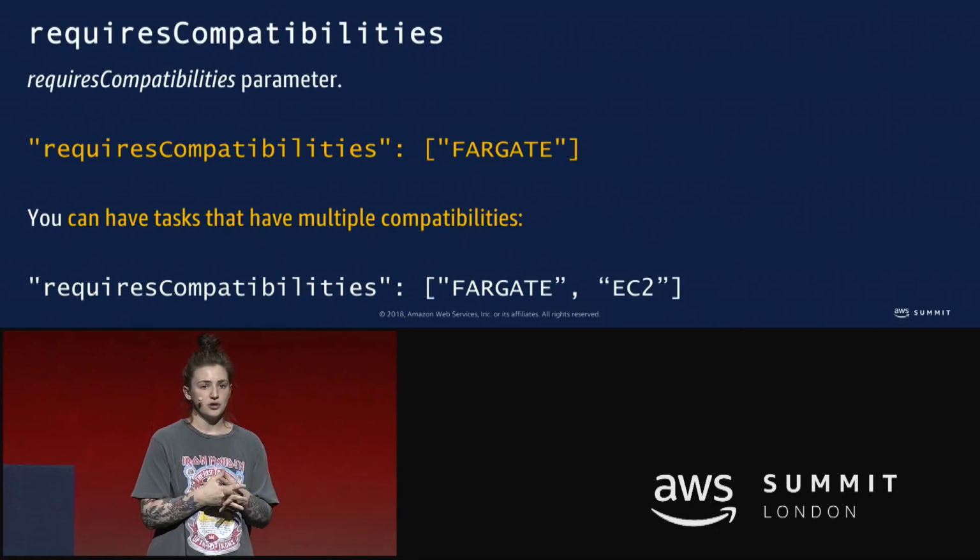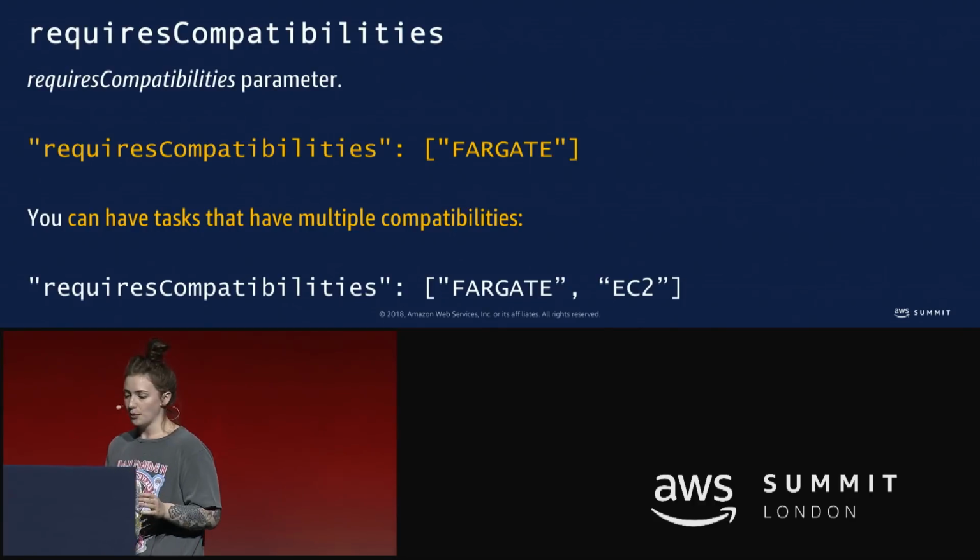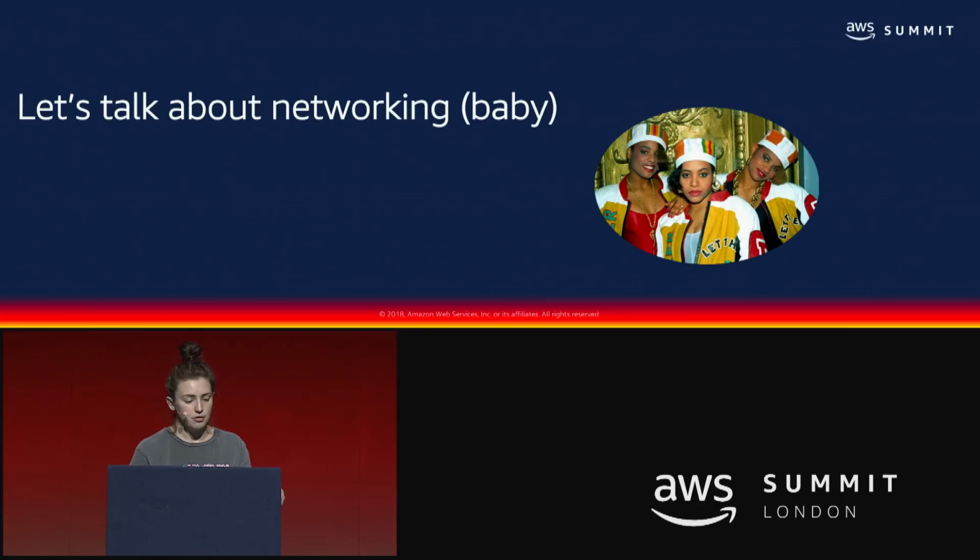So this is what requires compatibilities is. That basically lets you either say this container is for Fargate, this container is for EC2, or this container is for both. You can have both, and you can use it to switch back and forth.